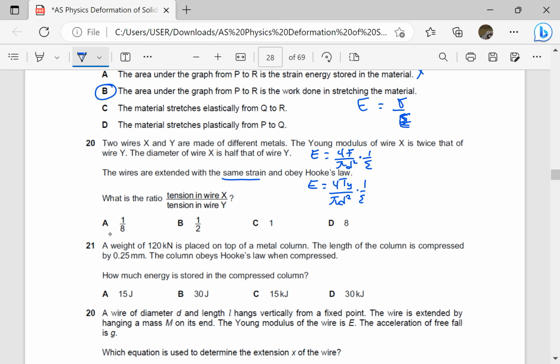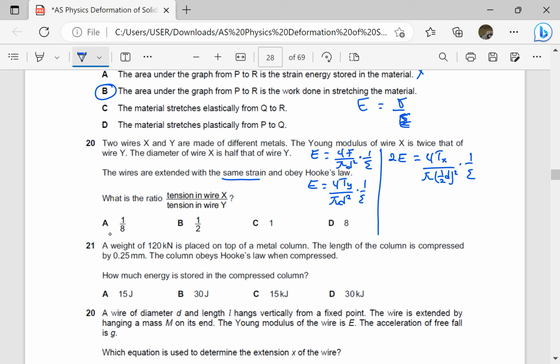Then for the second one, the Young modulus of wire X is twice that of wire Y. So I will say 2E is going to be equal to 4 times the tension in wire X, Tx, divided by pi. The diameter of wire X is half, so I'll say times a half D squared. Then times 1 over epsilon because the strain is the same.